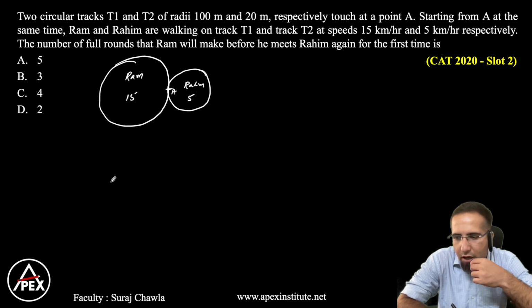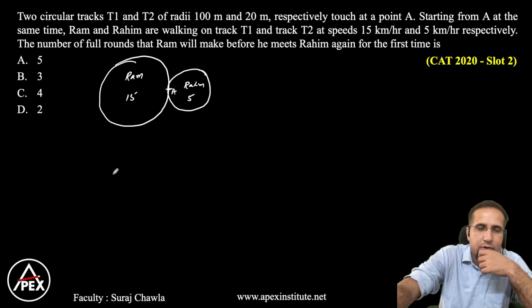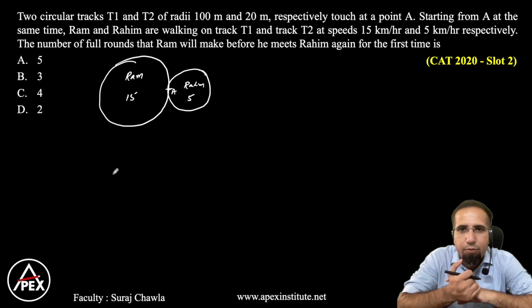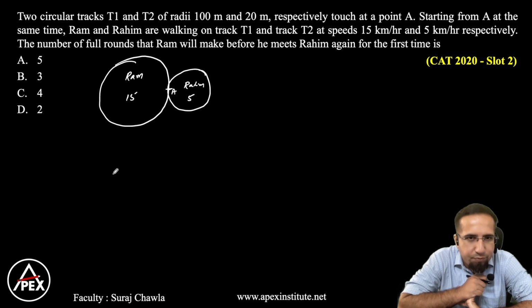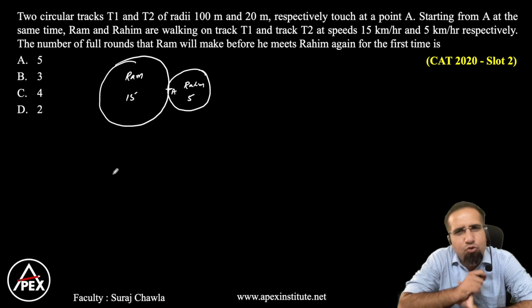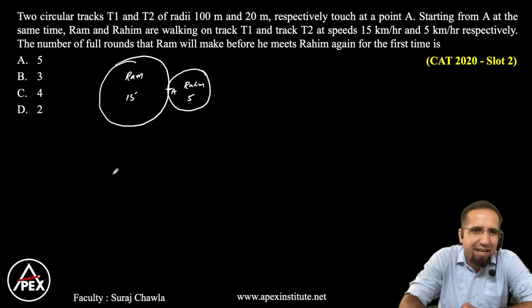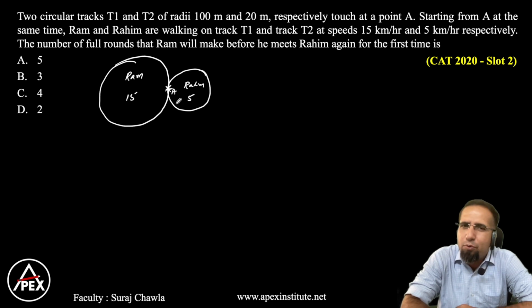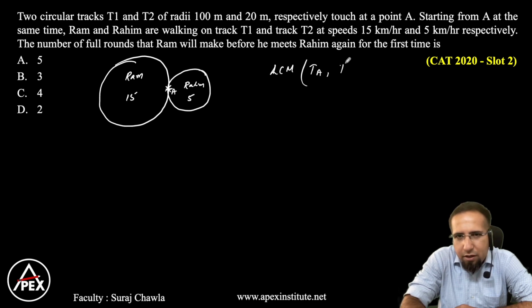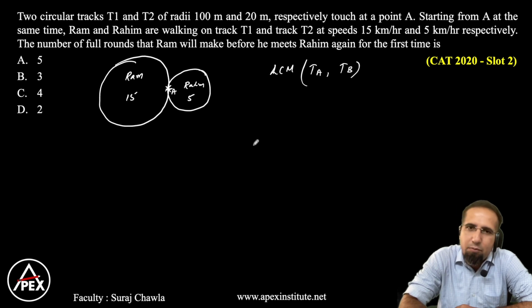The number of full rounds that Ram will make before he meets Rahim again for the first time is how much? So Ram has to meet Rahim. That means, can I say Ram and Rahim will meet at the starting point only? So the time taken to meet at the starting point is the LCM of the time taken by Ram to reach the starting point as well as the time taken by Rahim to reach the starting point.